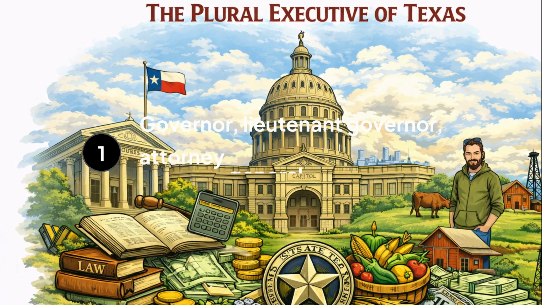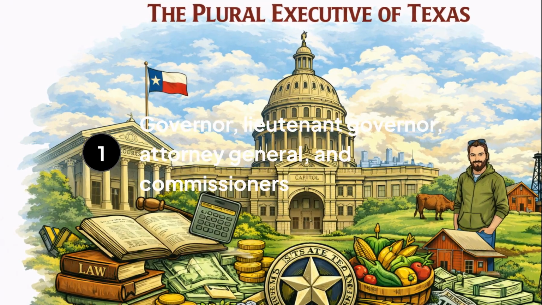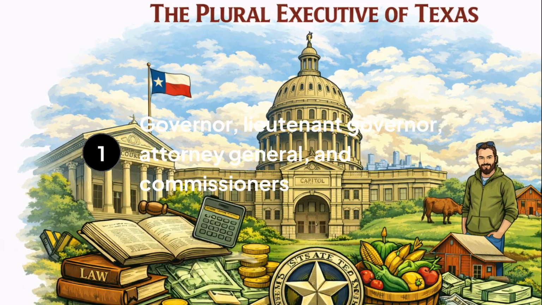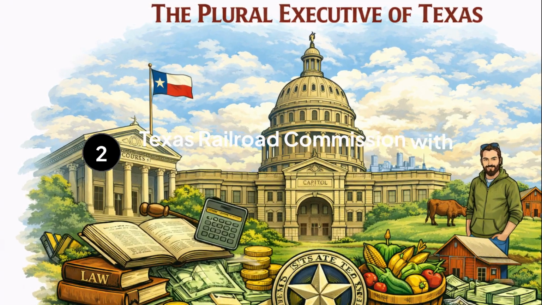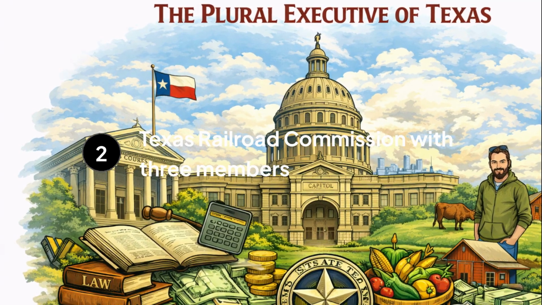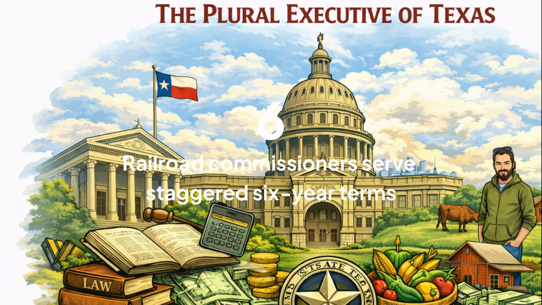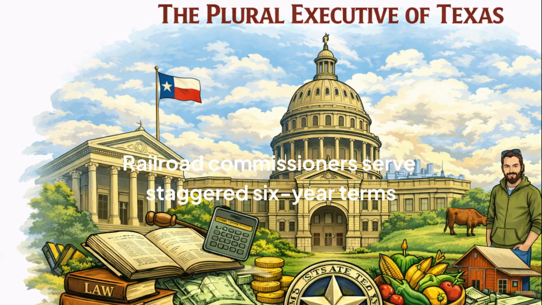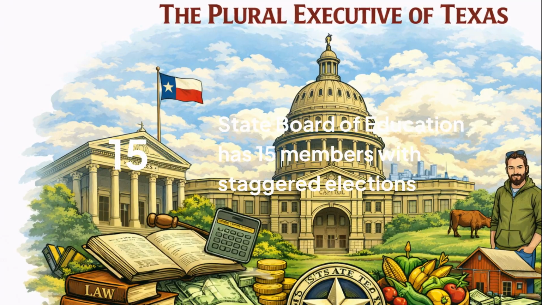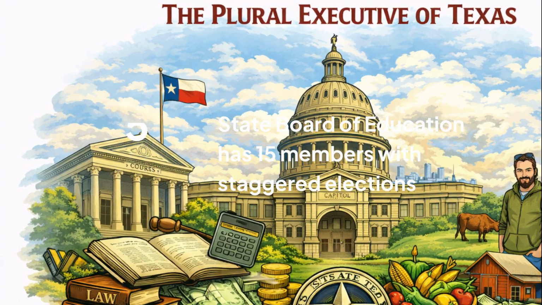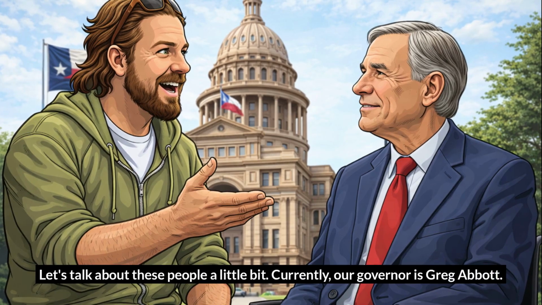Of those positions, we have the governor, lieutenant governor, attorney general, Commissioner of the General Land Office, and the Commissioner of Agriculture. All those people are elected every 4 years. We also have the Texas Railroad Commission. There are 3 members. They are elected every 2 years. They serve 6-year terms, so those are staggered. And then we have the State Board of Education, made up of 15 members, and those elections are staggered out every 4 years. Let's talk about these people a little bit.